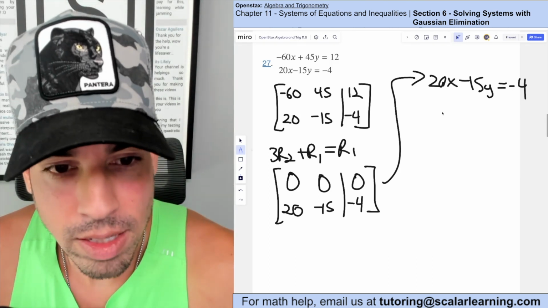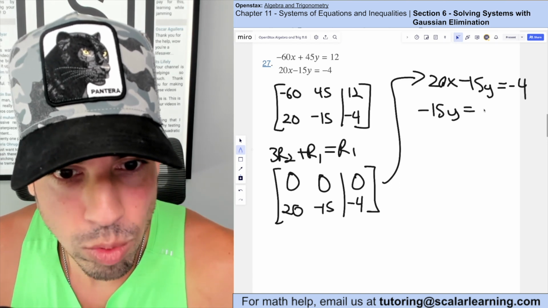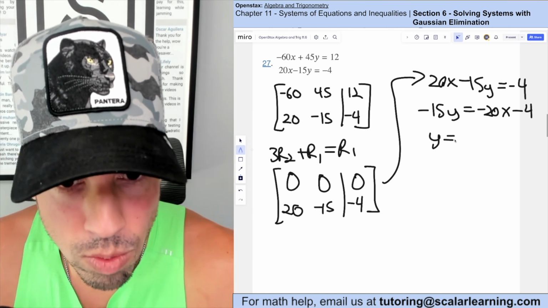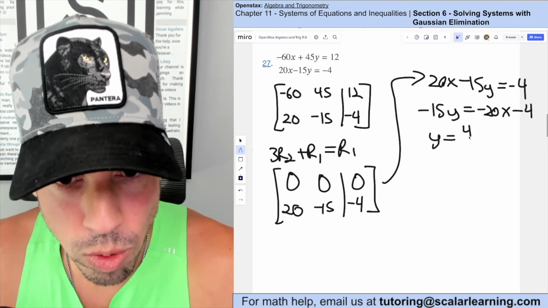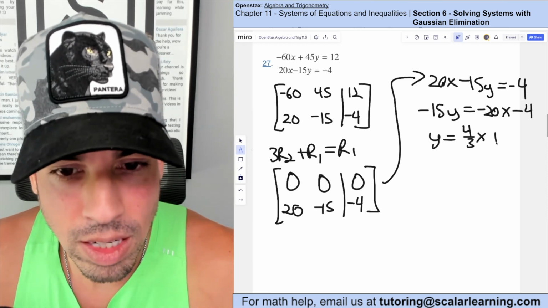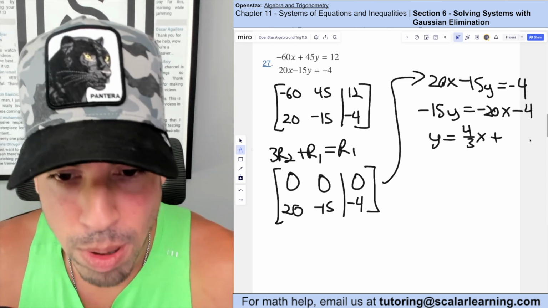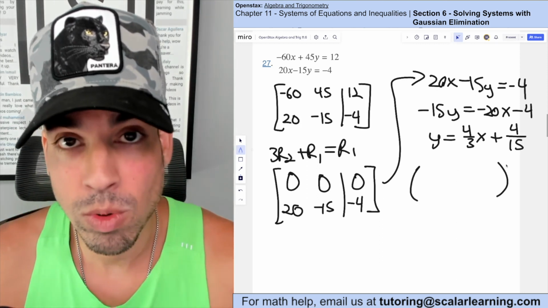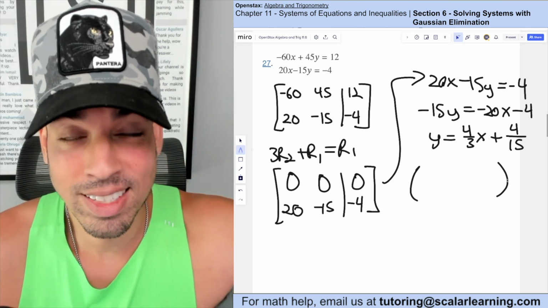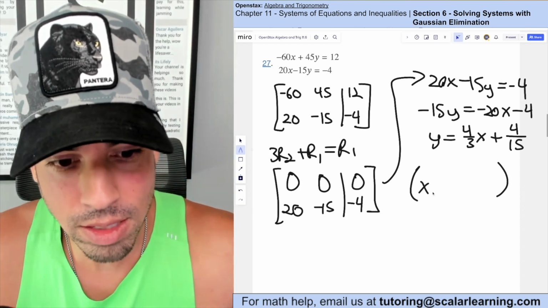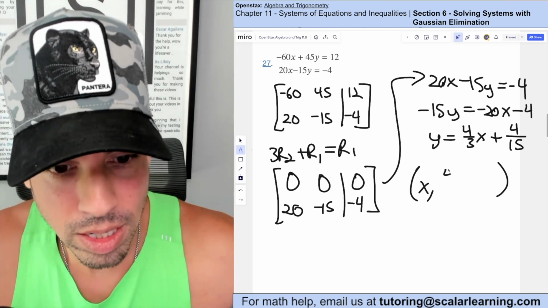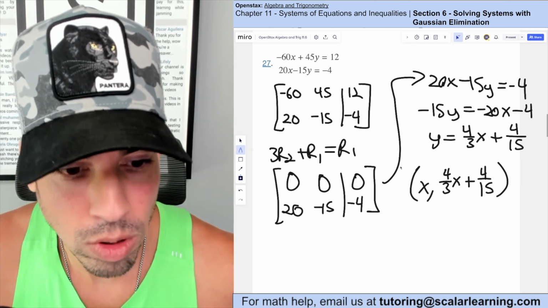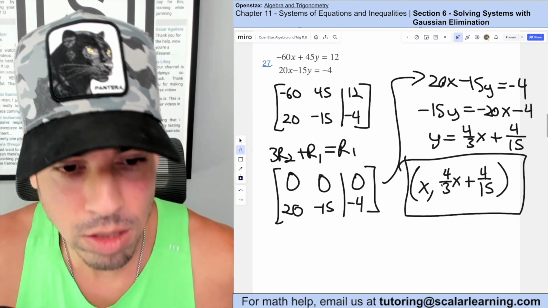And so what I'm going to do is isolate y. I got negative 15y is equal to negative 20x minus 4, and I'm going to divide everything by negative 15. I got y equals negative 20 over negative 15, which is 4/3, so that's 4/3 x. And then it's plus, because negative 4 divided by negative 15 is positive 4 over 15, okay? So what are my values if I want to say this is the acceptable zone of infinite solutions? Well, if x is x, then y is, in terms of x, 4/3 x plus 4/15. So this right here would encapsulate all the possible infinite solutions.